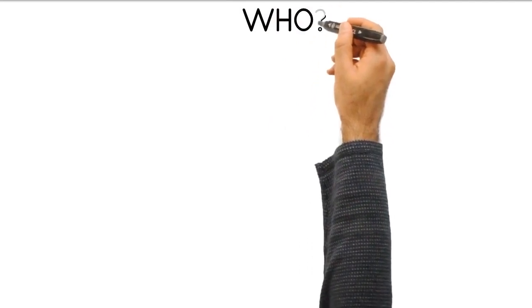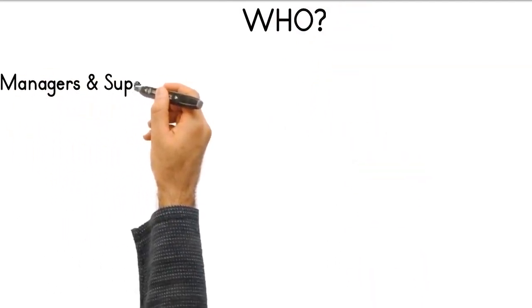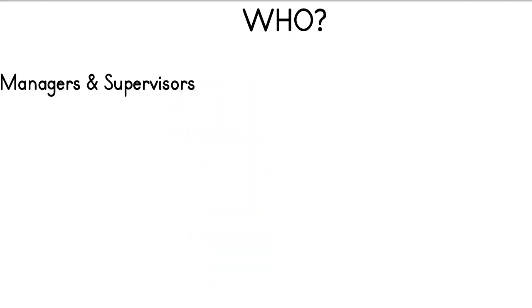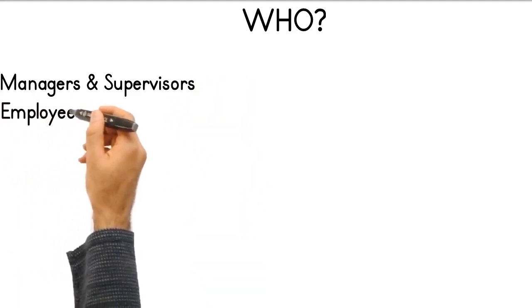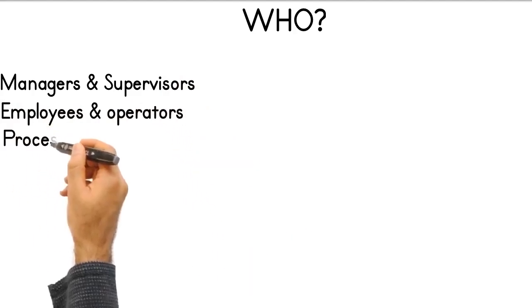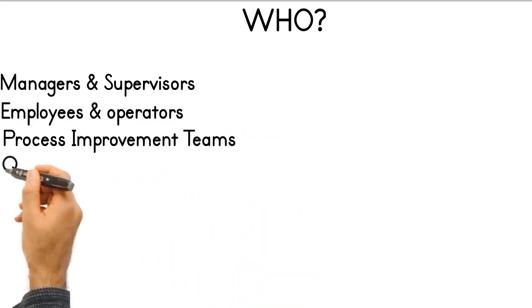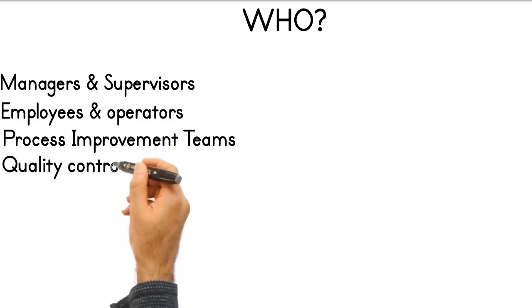Who is involved in standardized work? Managers and supervisors. They are responsible for implementing and maintaining standardized work processes. They ensure workers understand and follow standardized work instructions. Employees and operators. Workers directly engage with standardized work by following the prescribed procedures for tasks and providing feedback on process improvements. Process improvement teams.